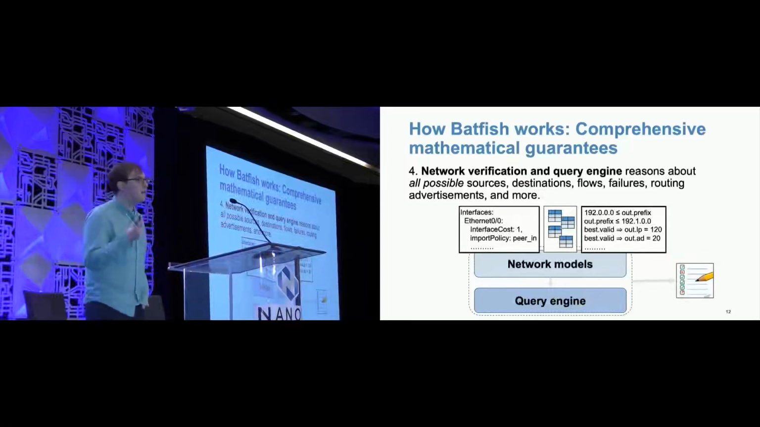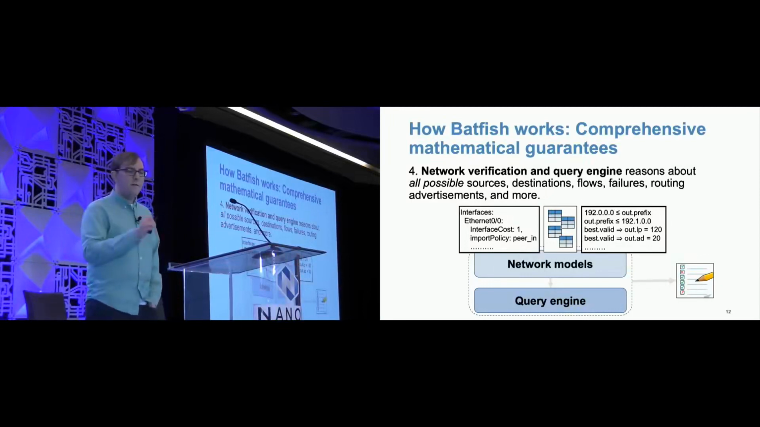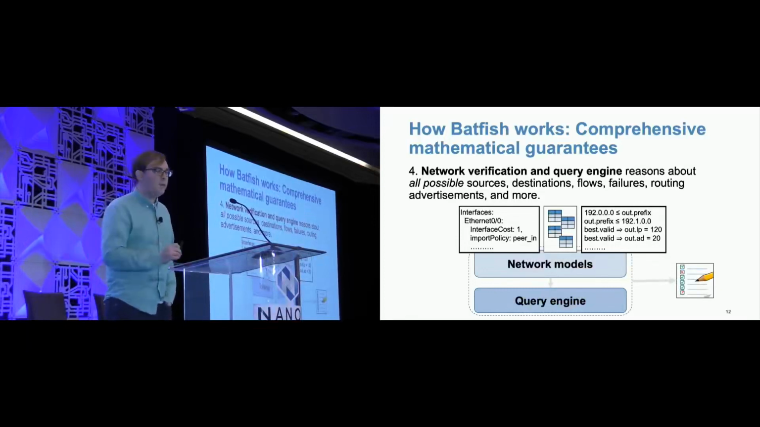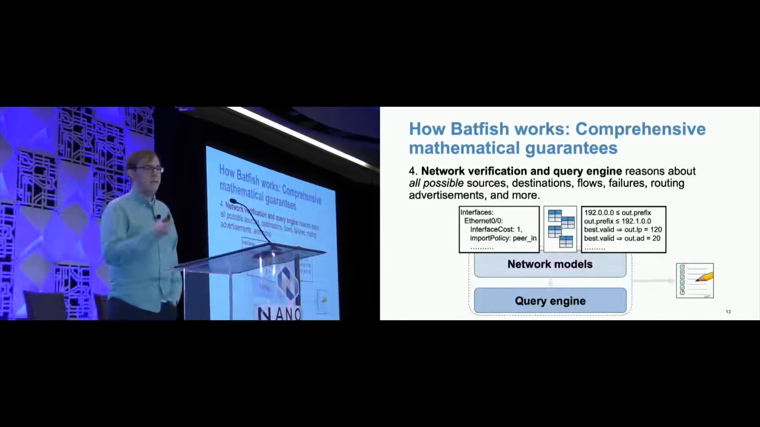Finally, we have a network verification and query engine that reasons about your network. Unified model on the left, ribs and fibs in the middle, and on the right, we now model your network and your network policy as a system of mathematical equations. We put this together, and we can reason about all possible traffic sources, traffic destinations, the actual flows you're sending, how things might fail, route advertisements you might receive. We can reason about all possible of these things and answer questions and ensure that your policy is honored under all these conditions.